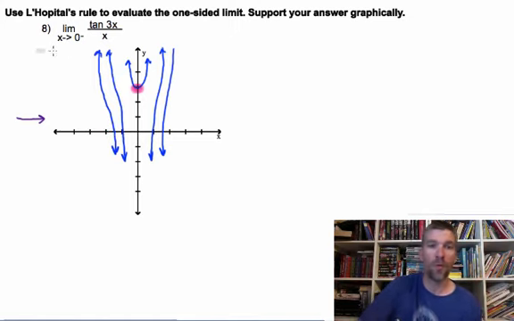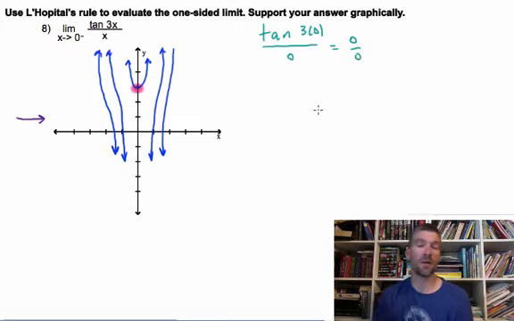Okay, but when we check this guy out by substituting 0 in, which is the easiest way to check a limit, what happens is I get the tangent of 3 times 0 divided by 0. Well, the tangent of 0 is 0. This is an indeterminate form. I have to use L'Hopital's rule.